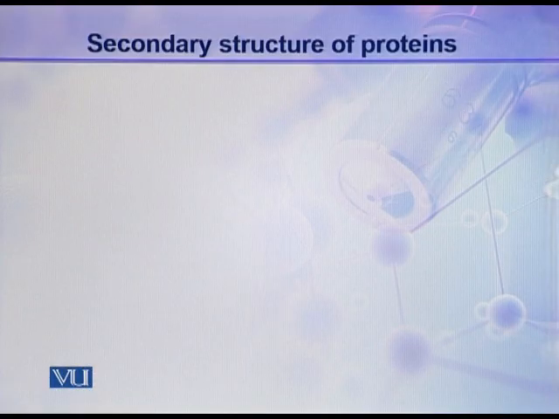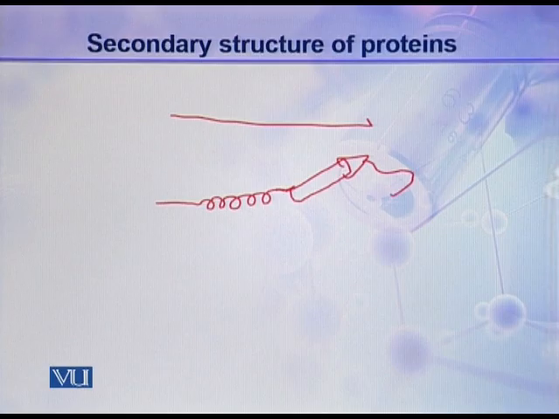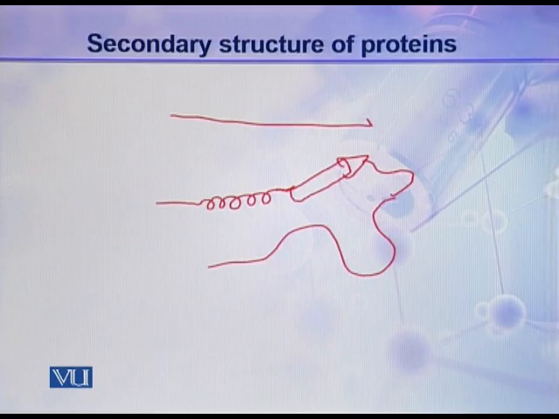For example, here you can see this is a polypeptide chain. It contains a number of amino acids. It is a fully extended polypeptide chain and it can make a coil or helix. It can make a sheet, or it can make a turn, it can make a loop. So all these changes are local conformational changes, and all these changes are called secondary structures of the proteins.